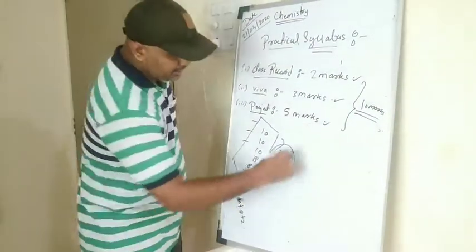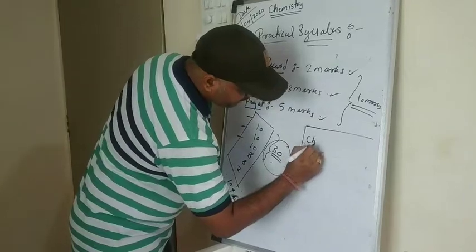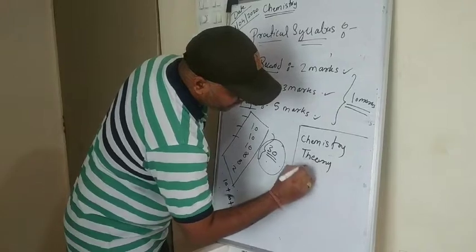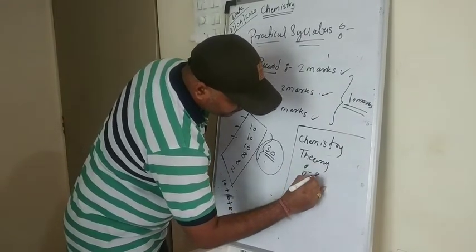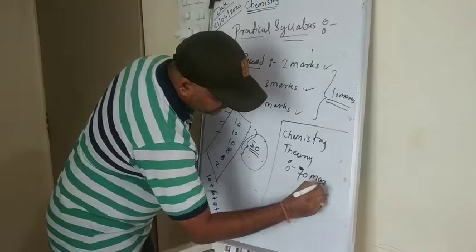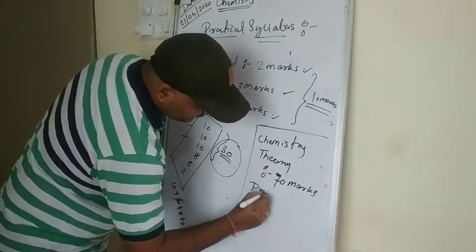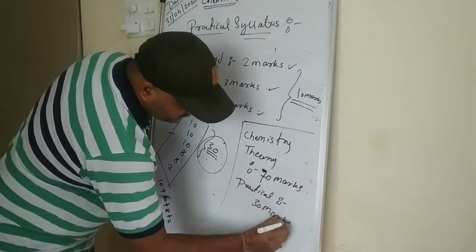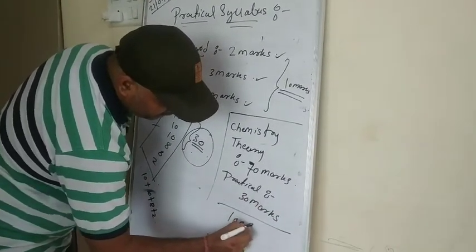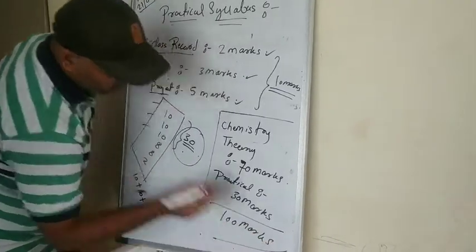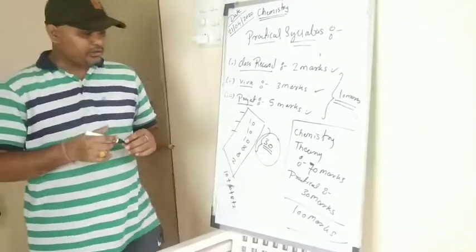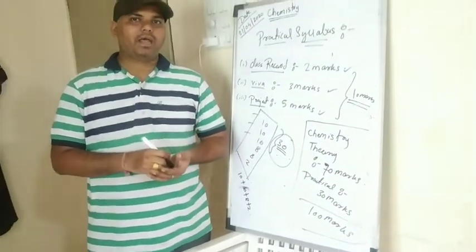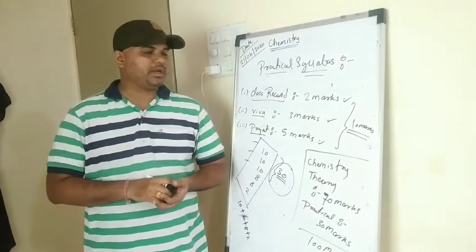So in short, what I can summarize is your chemistry theory will be for 70 marks and practical will be for 30 marks. That becomes a total of 100 marks for your board exam, right? A similar story you will see for other subjects as well, but for that you have to discuss with the other teachers.